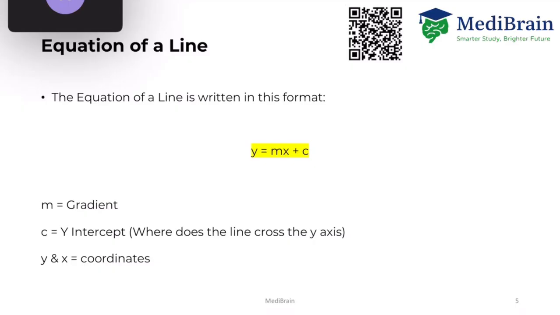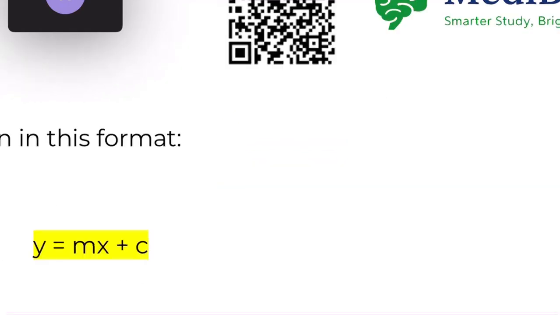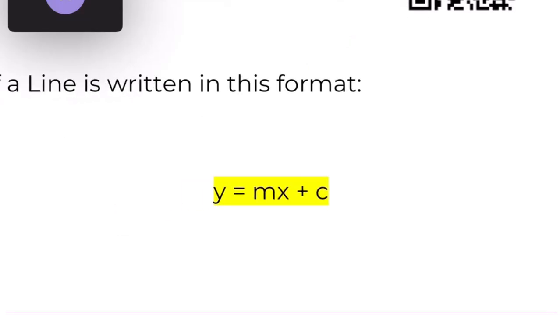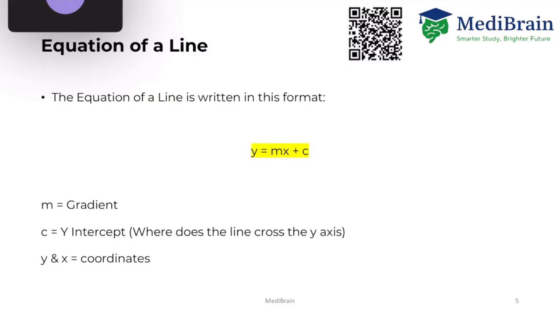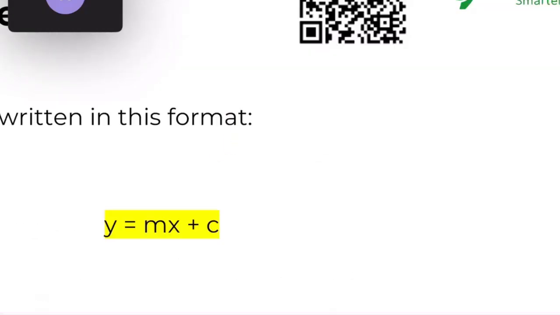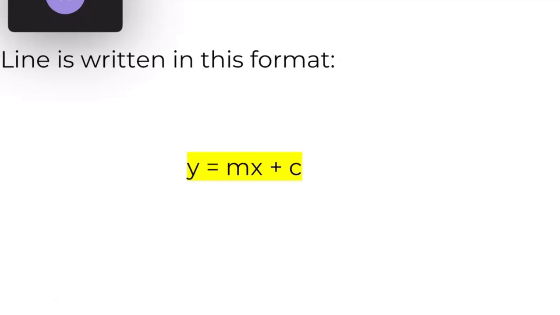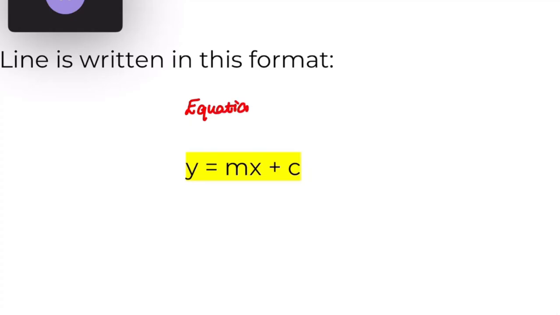And basically, the equation of a line is always written in this format, y equals mx plus c. And we're going to go through what each letter over here means. Okay, so m stands for the gradient. First of all, make sure that you note this down. This is the equation of a straight line, and it's really important.